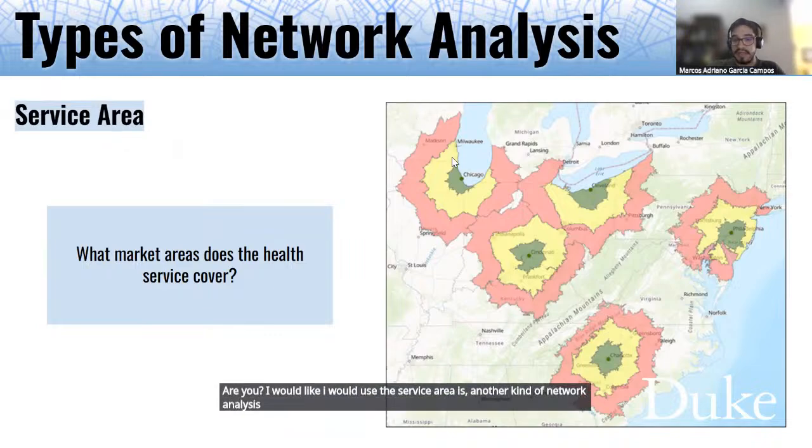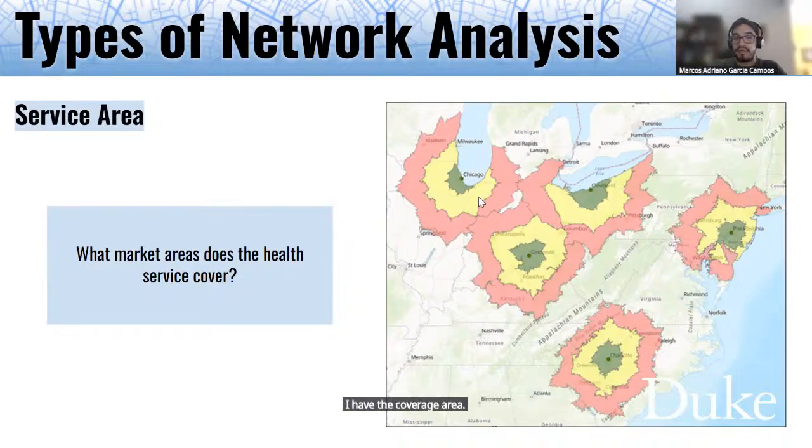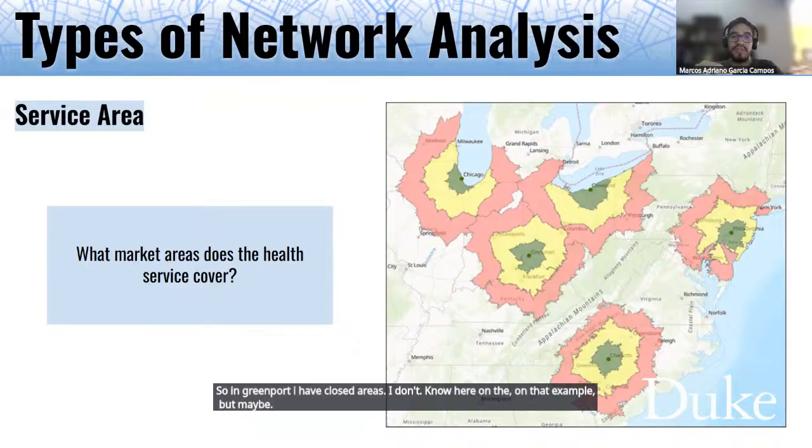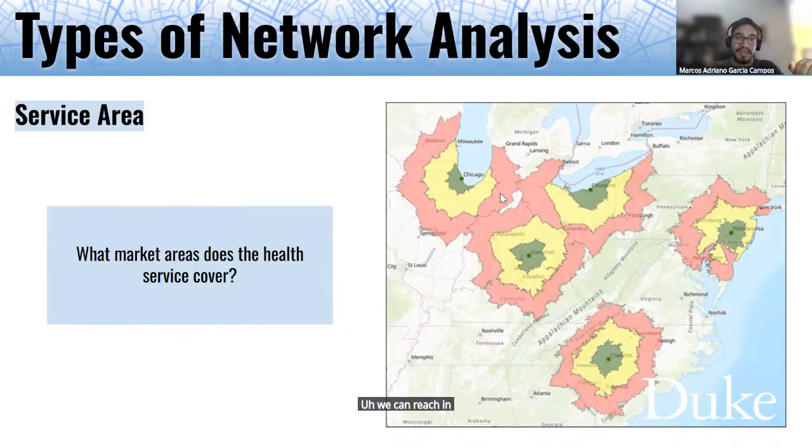So in that map, I have the coverage area, and that coverage area changes the color according to the time to reach on that specific area. So in green part, I have closed areas. I don't know here on this example, but maybe we can reach it in 10 minutes. And the yellow part you can reach in 20 minutes. And the red part you can reach in 30 minutes.